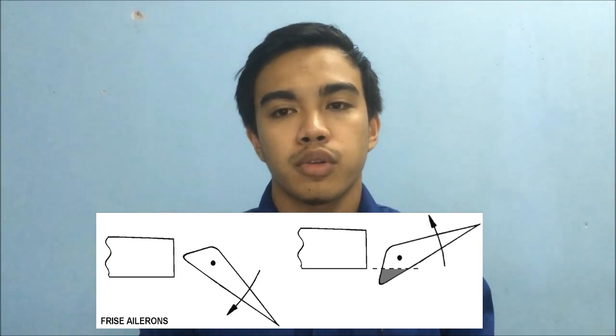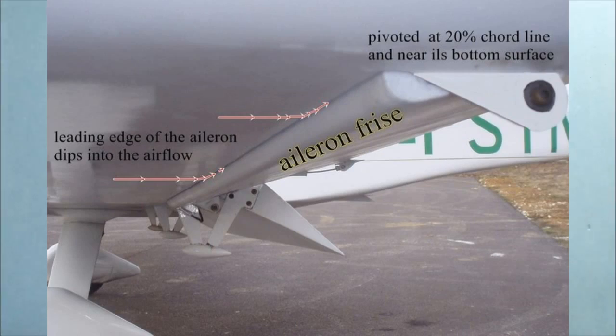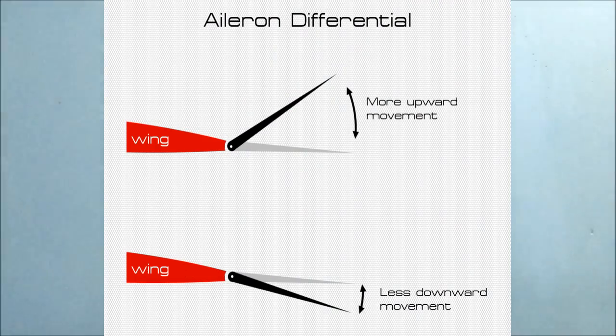First is Frise aileron, where the leading edge of the aileron is designed to protrude into the airstream when the aileron is raised, thus causing extra drag. Second is differential aileron. The downgoing aileron moves through a smaller angle than the upgoing aileron. This results in greater drag on the upgoing aileron.